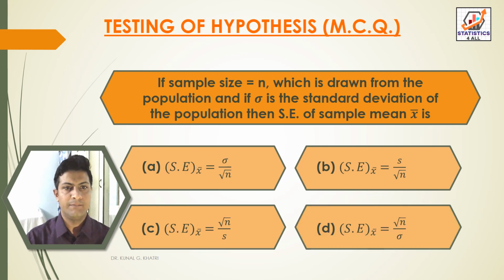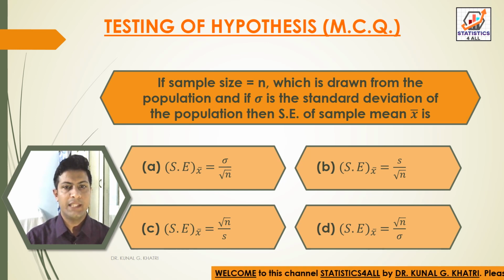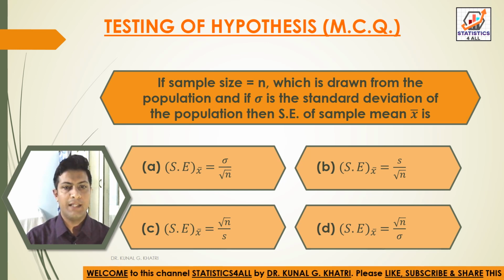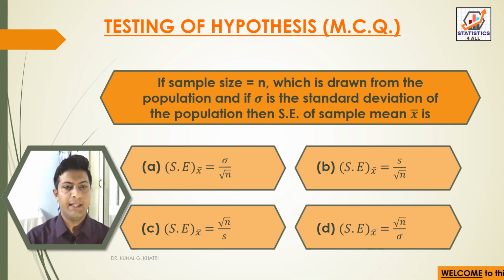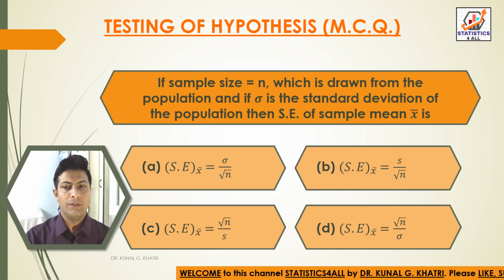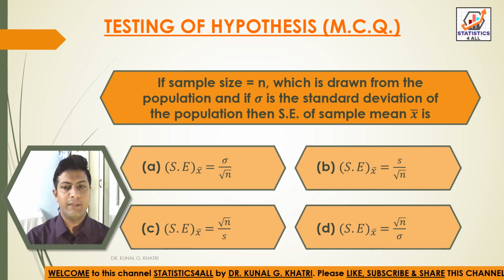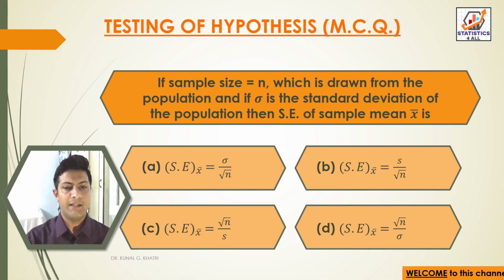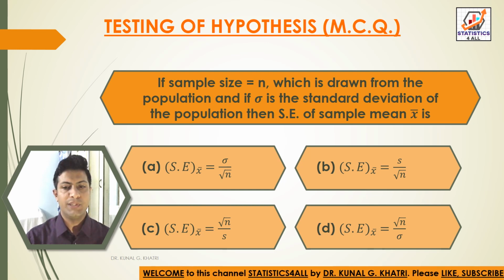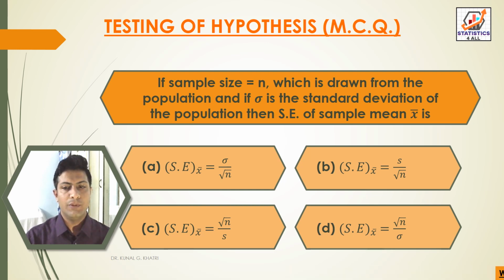Next question. If sample size is equal to n, which is drawn from the population, and if sigma is the standard deviation of the population, then standard error of sample mean x bar is option A, standard error is equal to sigma upon root n, option B, standard error is equal to sample standard deviation, that is small s, divided by root n, option C, standard error is equal to root n divided by sample standard deviation, that is small s, option D, standard error is equal to root n upon sigma, that is population standard deviation.